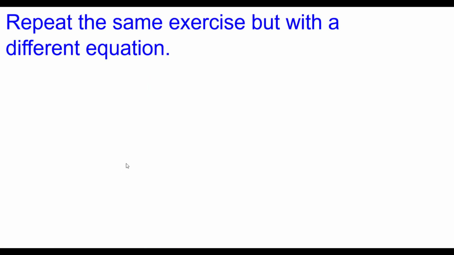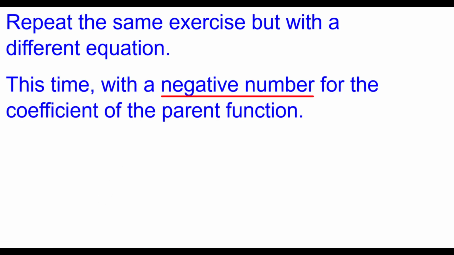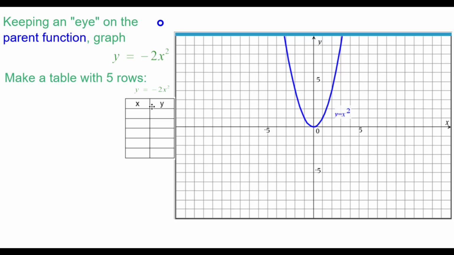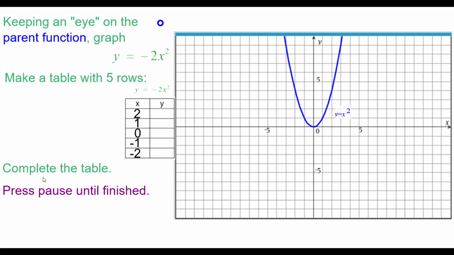We're going to do this one more time, but with a different equation. This time, we're going to use a negative number for the coefficient of the parent function. Again, keeping an eye on y equals x squared, the parent function, graph y equals -2x squared. We're only going to use a table with 5 rows this time. Please complete the table with these x values. Press pause until you're finished.